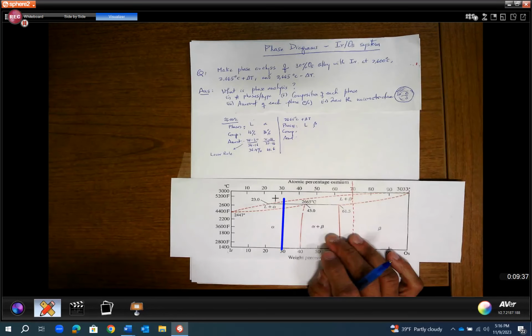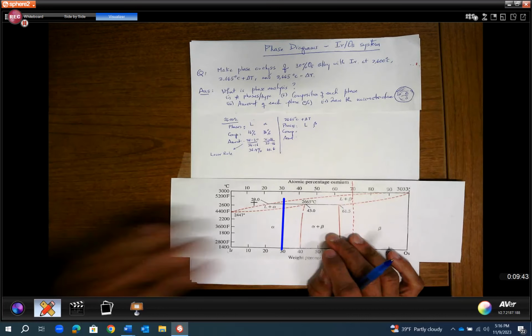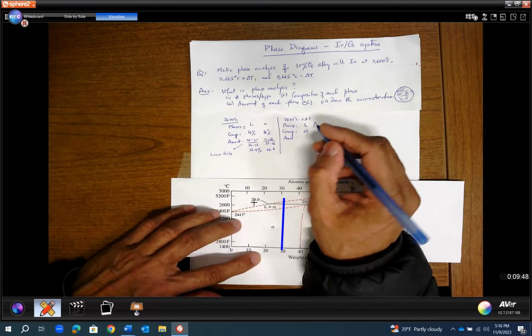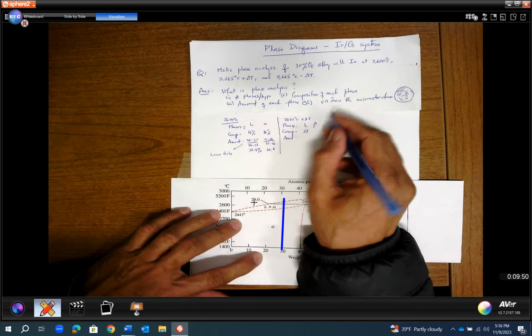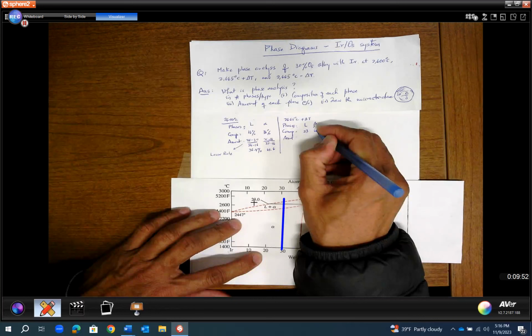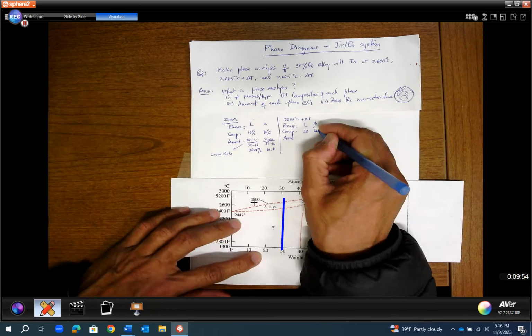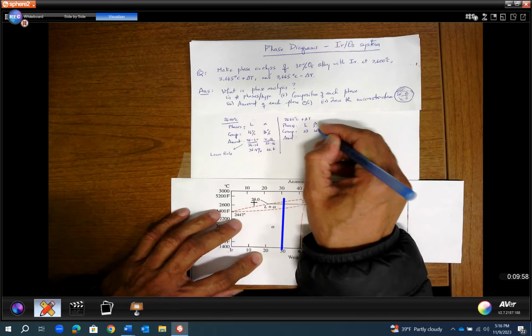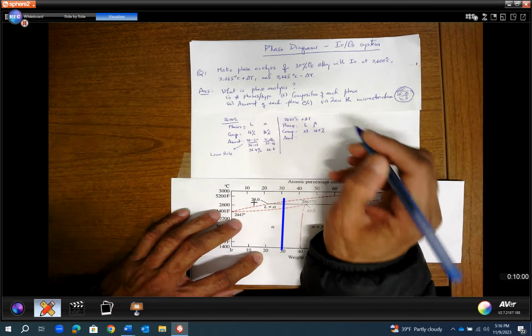The tie line is already there. So you know, you walk over here and look down. It already tells you it's 23% liquid, right? And 61 point whatever percent beta.